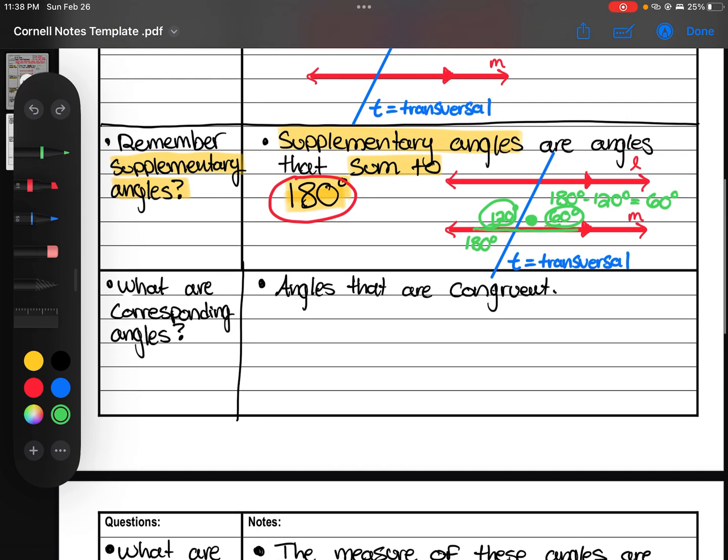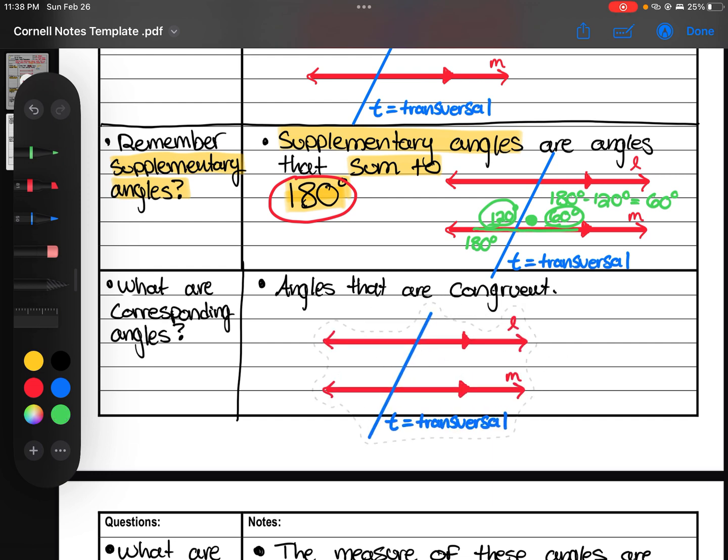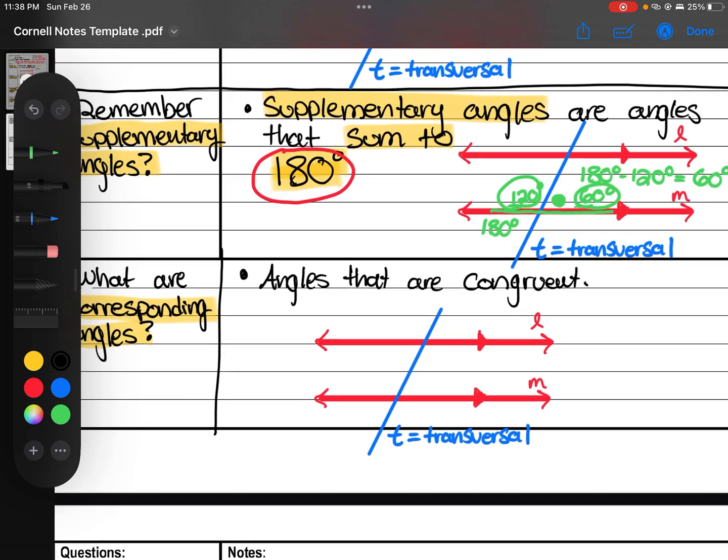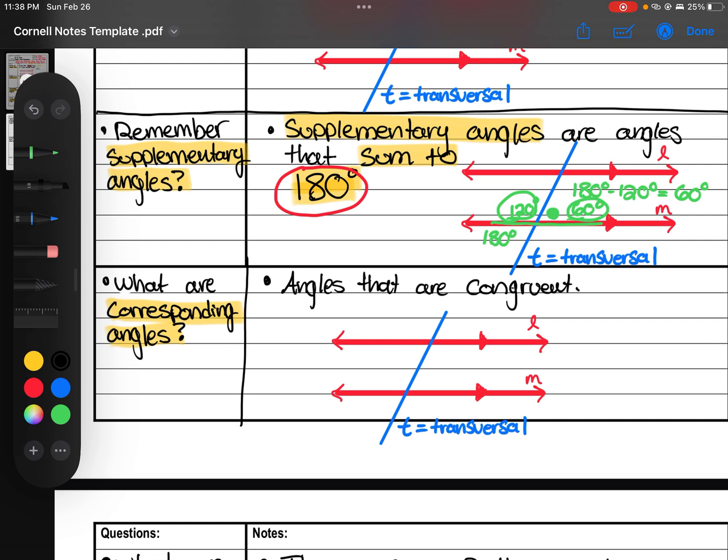So what are corresponding angles? These are angles that are congruent. So once again, I am going to draw my lovely drawing here, and I do want you to draw this one. So what are corresponding angles? So this is something that you can remember from last week as well. So if I draw an angle here and an angle here, these are called vertical angles.